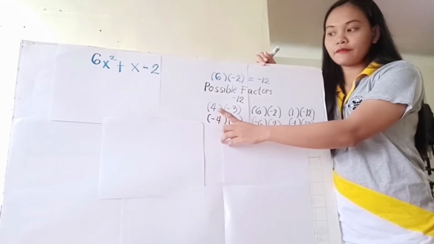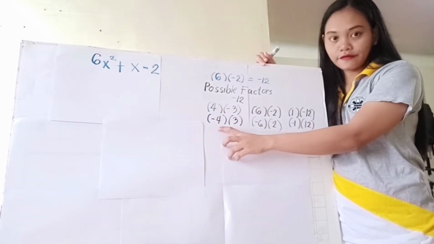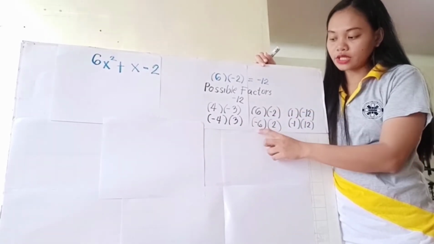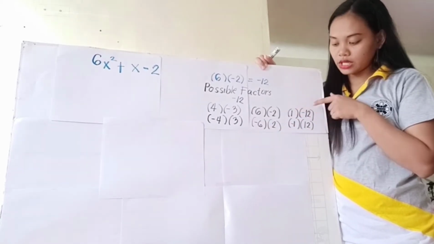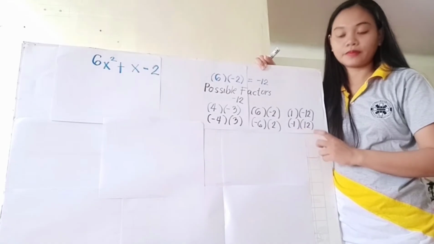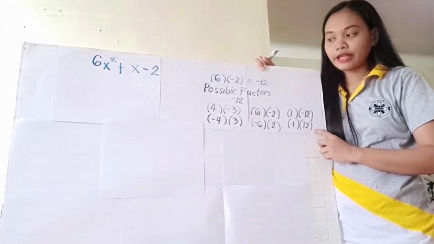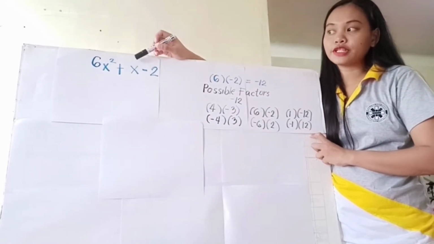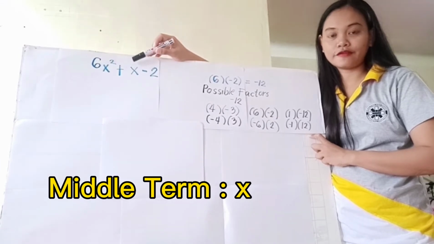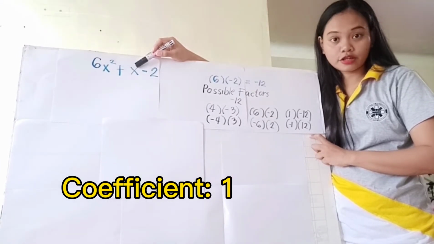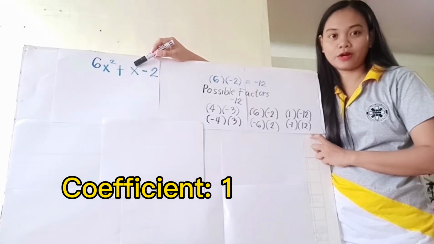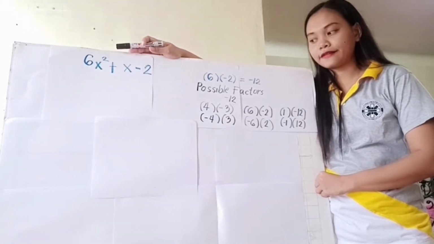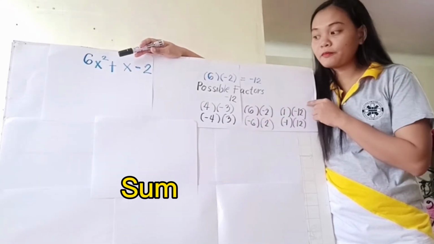We have the first pair, positive 4 and negative 3, negative 4, positive 3, positive 6, negative 2, negative 6, positive 2, positive 1, negative 12, negative 1, and positive 12. Next step is we have to identify first the middle term. The middle term of this expression is x, positive x. And the coefficient of the middle term is positive 1. After you identify the coefficient of the middle term, let's have the sum of each factors.